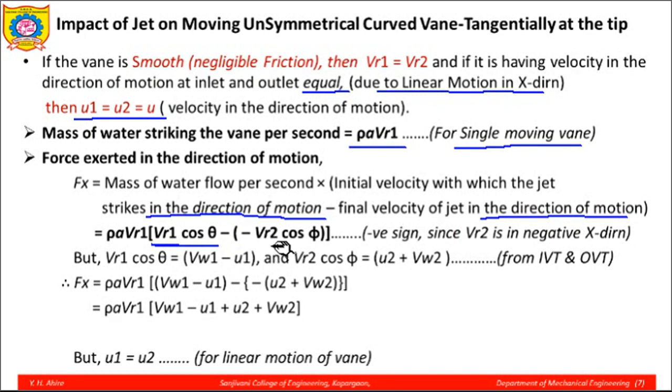So the component of Vr2 at the outlet in the x direction is Vr2 cos phi, if you see the outlet velocity triangle, with the negative sign. Why negative sign? Because Vr2 is in the negative x direction. The component of Vr2 is in the negative x direction. Further, Vr1 cos theta is equal to Vw1 minus u1.